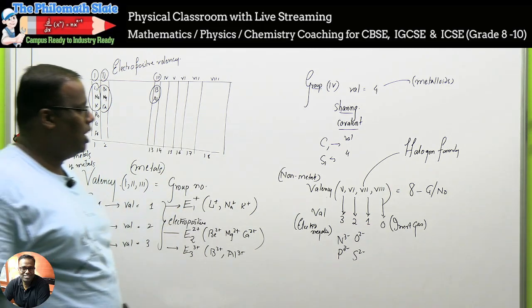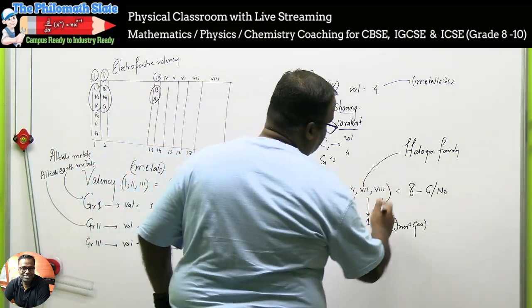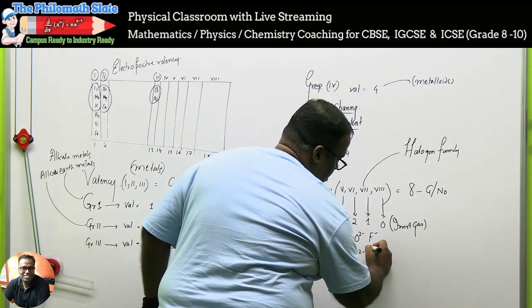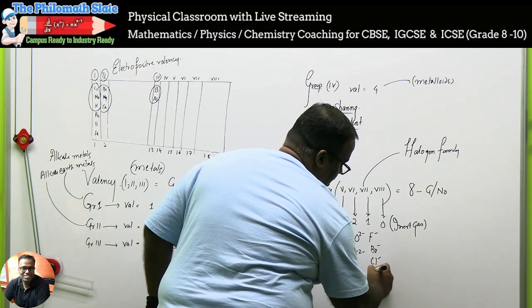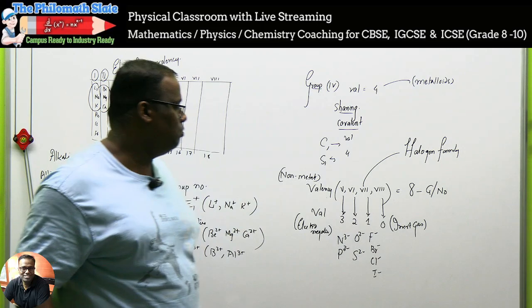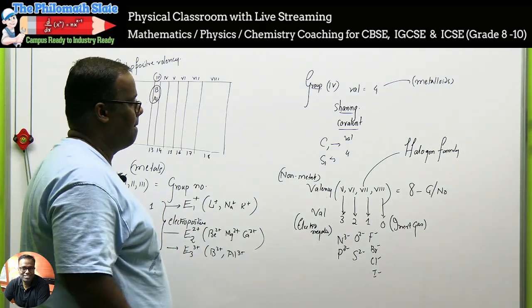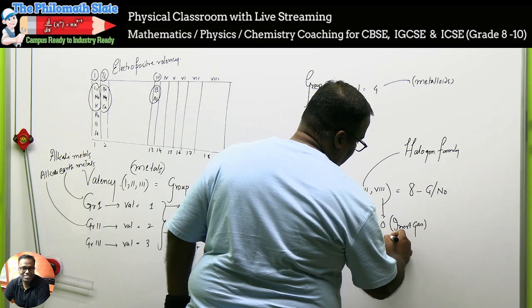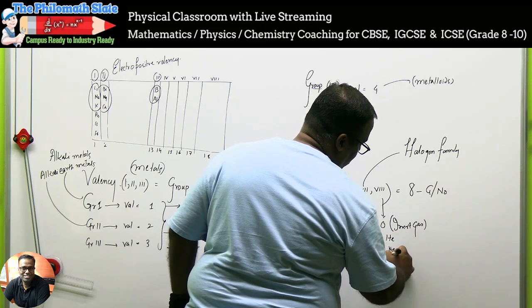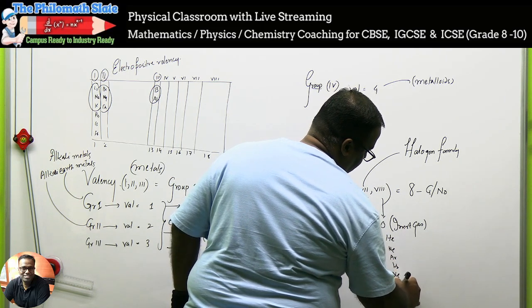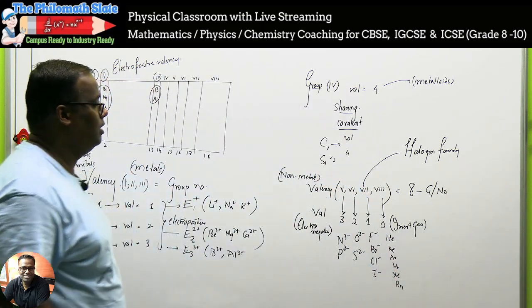So what will come here? Sulfur 2 minus. Then group 7 is known as the halogen family. I'll have fluorine, bromine, chlorine, iodine. For you, fluorine, bromine, chlorine is more than enough. Group 8 is all satisfied: helium, neon, argon, krypton, xenon, and radon. All satisfied.